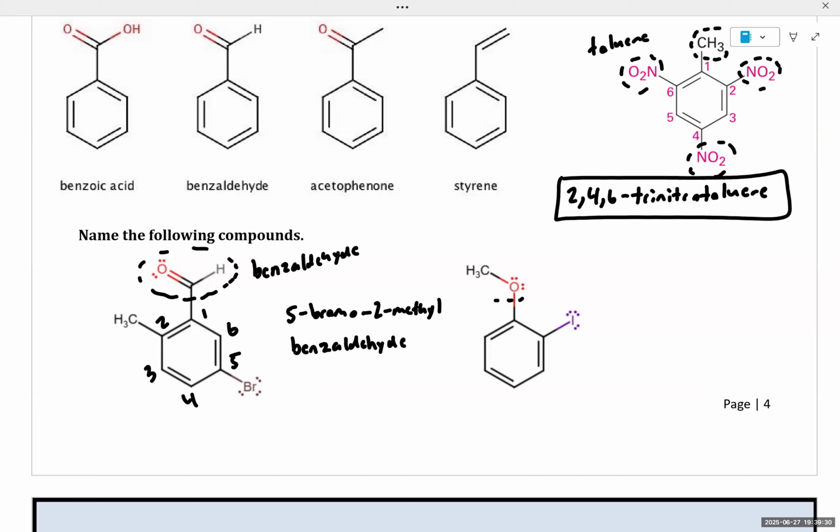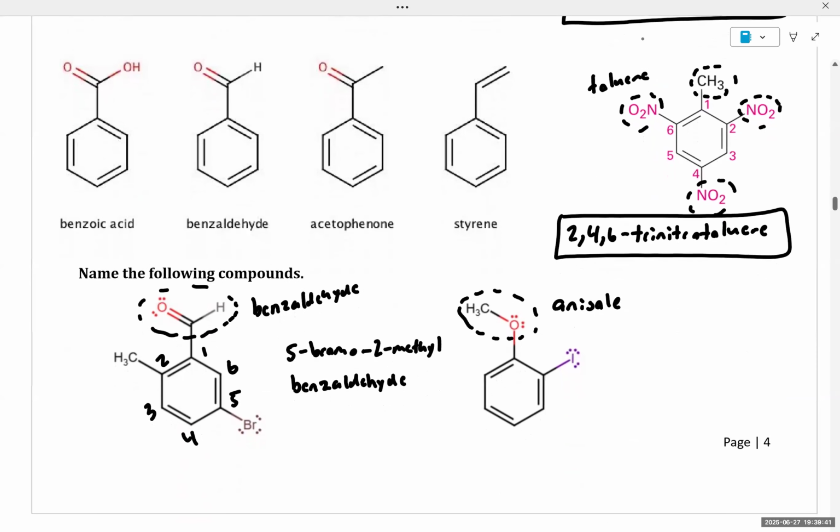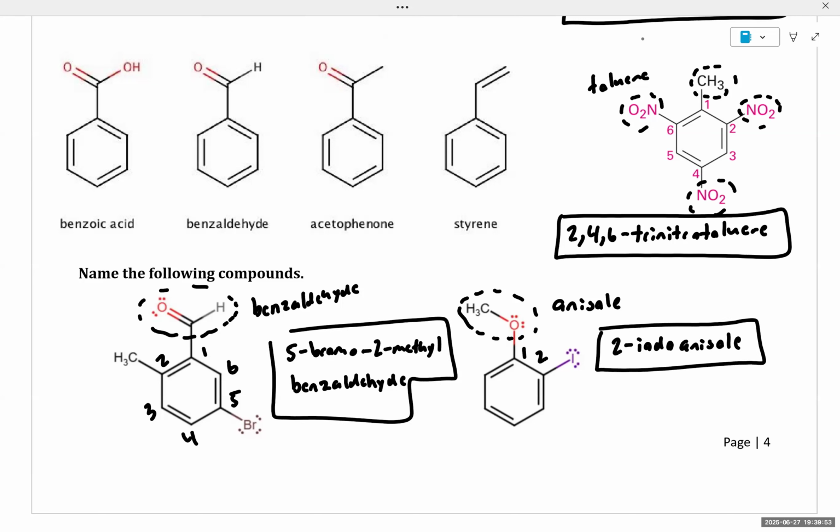Looking at this next compound, we have this methoxy group, so this would be anisole. Numbering, we have the iodine at the 2 position. So this would be 2-iodoanisole. This is why I encourage you to be familiar with the common names for common aromatic compounds, as it makes naming so much easier.